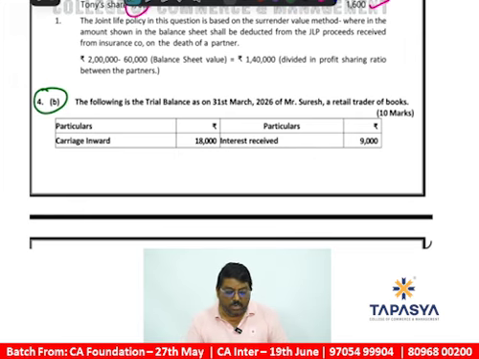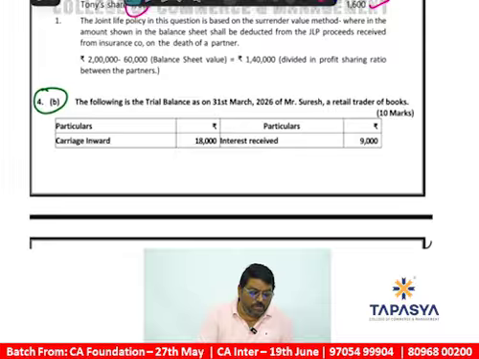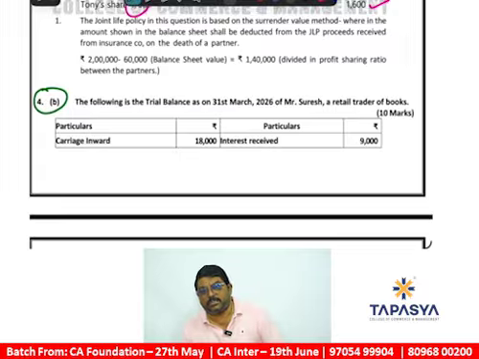Now let us importantly check the adjustments, how these are given. First, value of closing stock 1,55,000. It should be credited to trading account and shown as a current asset also. A provision for doubtful debts is to be maintained at 2% on sundry debtors.